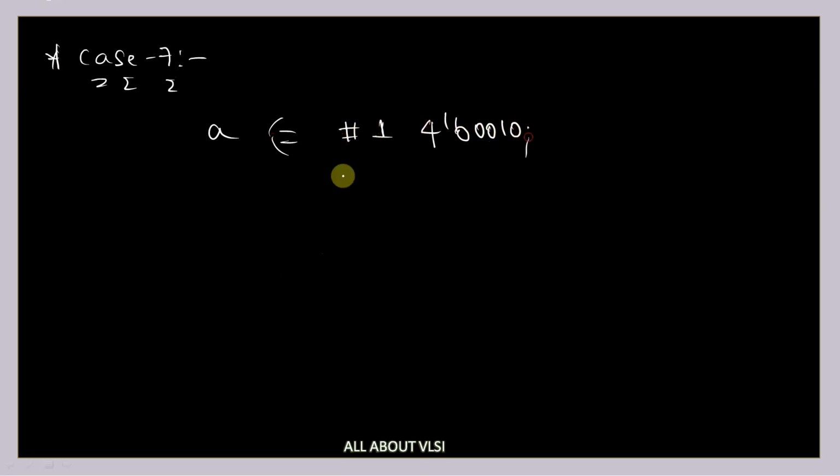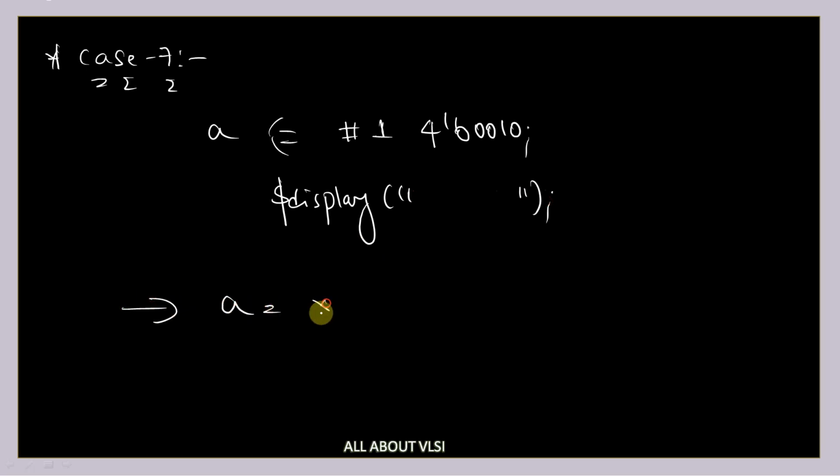So in case 7, if I am using a non-blocking operator with intra-assignment delay 4'b0010, and if I am using my $display statement, then I am getting the value as unknown, a value as xxxx. Okay, this was my case 7.